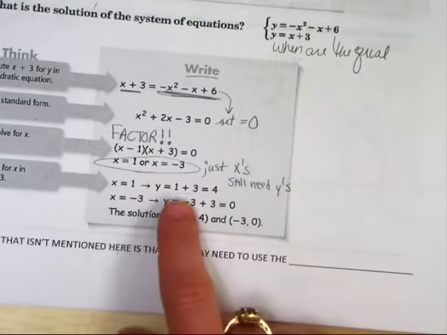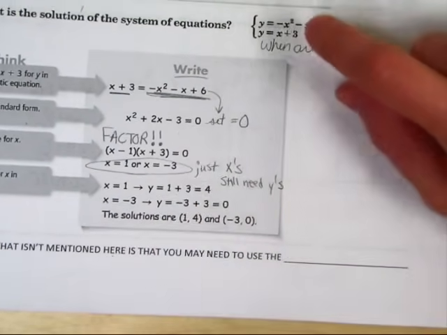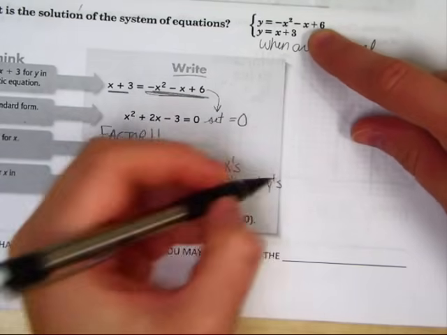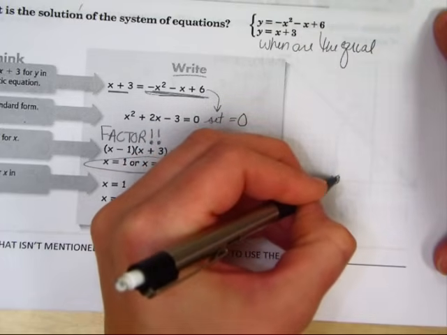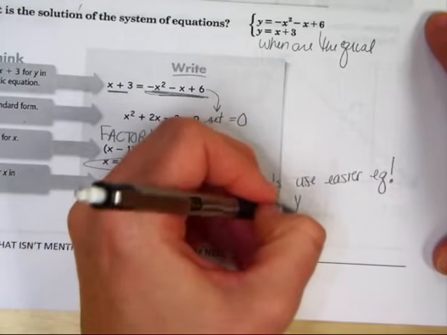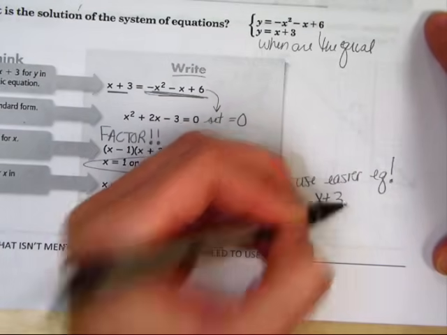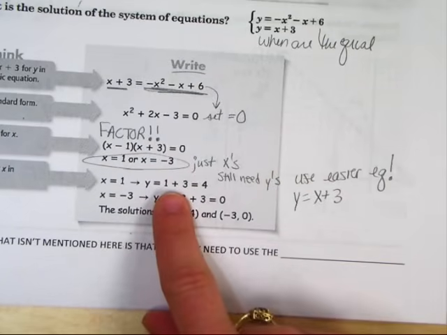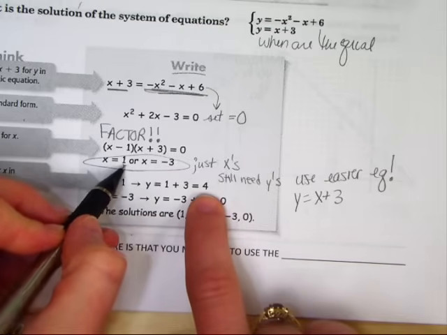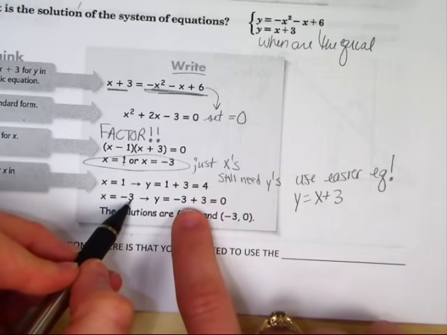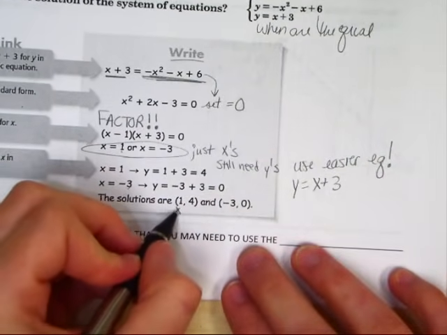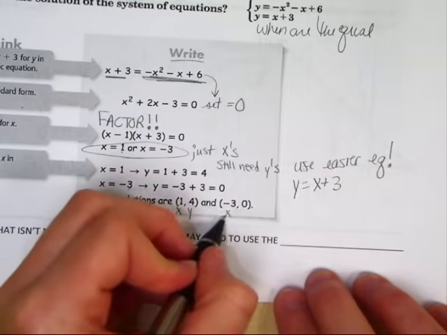So, to find the y's, they plug it into the easiest equation. Look up here. Which equation is easier? Okay? And should we write that down somewhere? Use easier equation. The easier equation is y equals x plus 3. So they did y equals 1 plus 3 because one of their answers was 1. And they got y is 4. The other answer was negative 3, so they did y equals negative 3 plus 3, and they got 0. So the two solutions are the x and the y that we got, and the x and the y that we got.